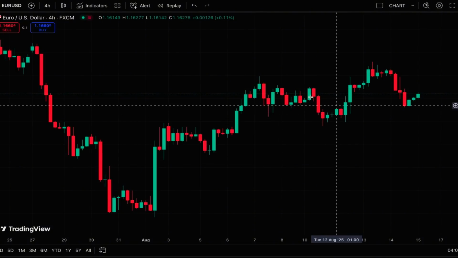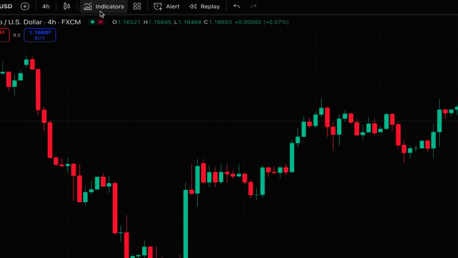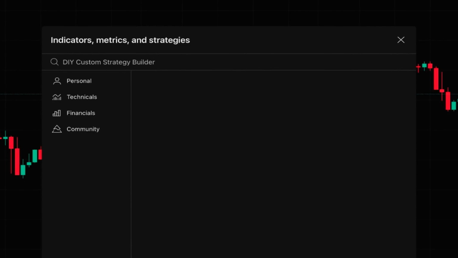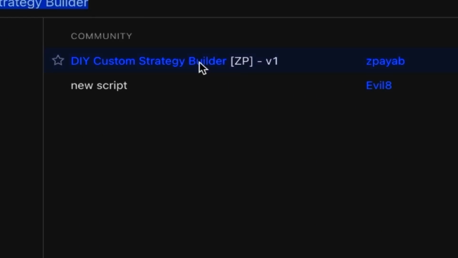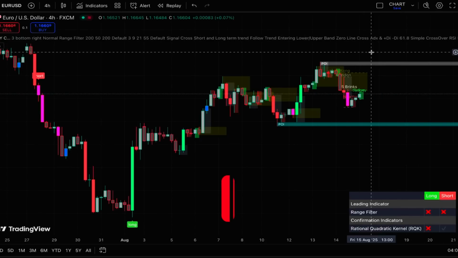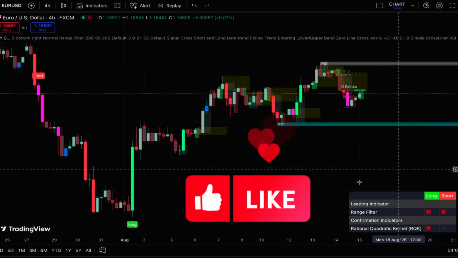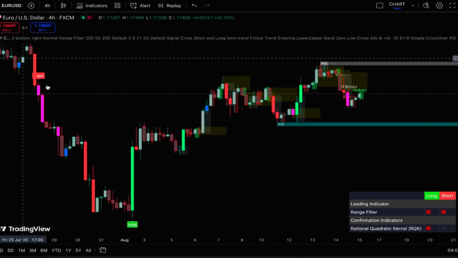Alright, on TradingView platform, here you just need to click on indicators and search DIY Custom Strategy Builder. This one, which is written by ZPayApp. Alright, this is the indicator, and as you can see, some levels, information, and buy-sell signals are added to the chart.